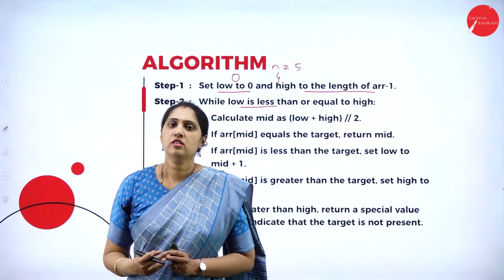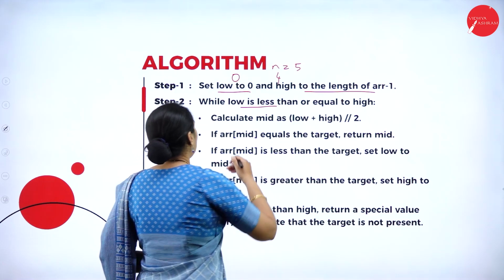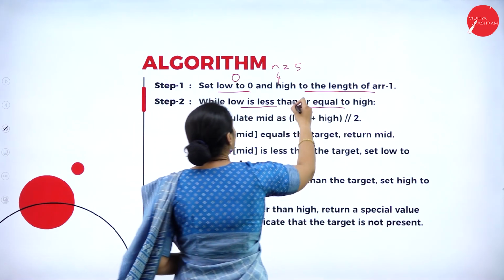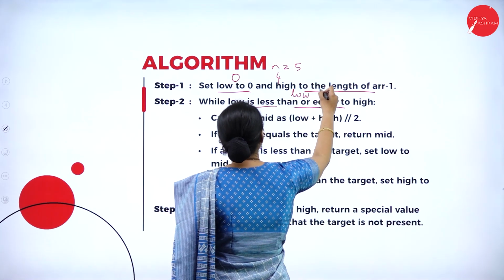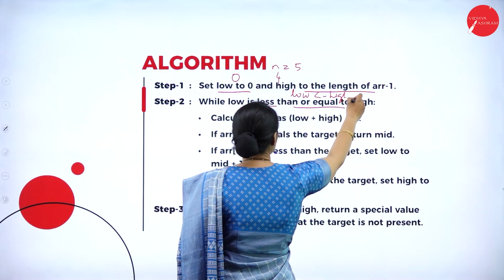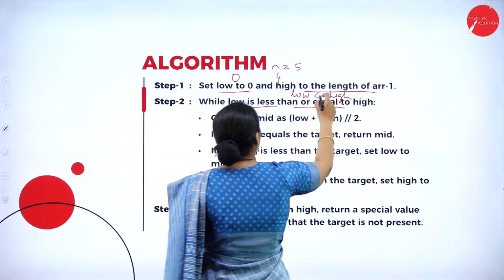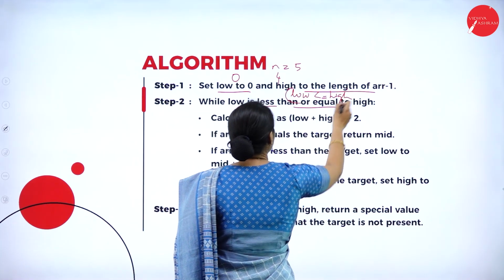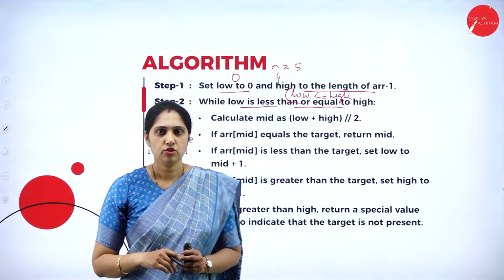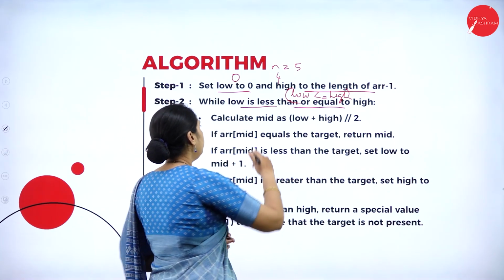Otherwise, the element is sorted only. So first we check whether low is less than or equal to high. Then the condition: what is the condition? If the condition is true, then we have to calculate the mid.